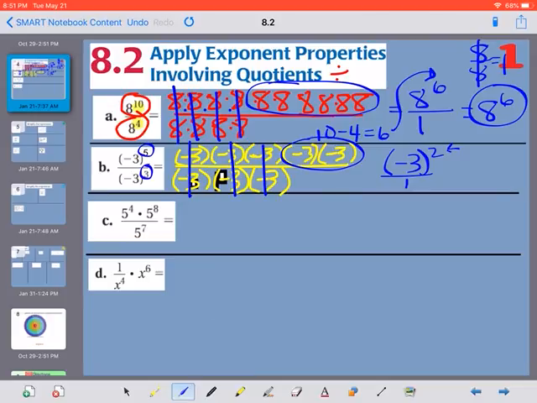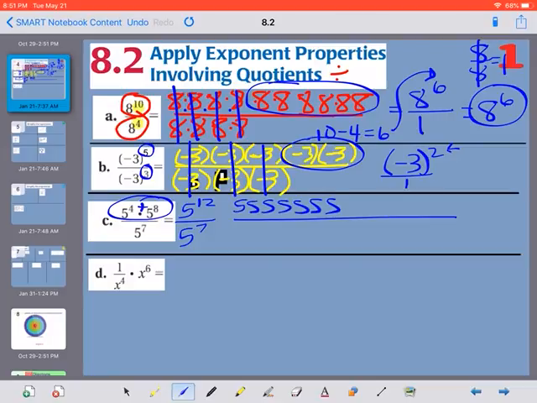Alright, next we have multiple 5s on the top. If you want to combine these, add your exponents. 8 plus 4 is 12. So we have 5 to the power of 12 and 5 to the power of 7. If you want, you can write it all out. 12 5s that are all multiplied. You don't really need the dot, but they're there. And then 7 5s in the bottom. So most of them eliminate.